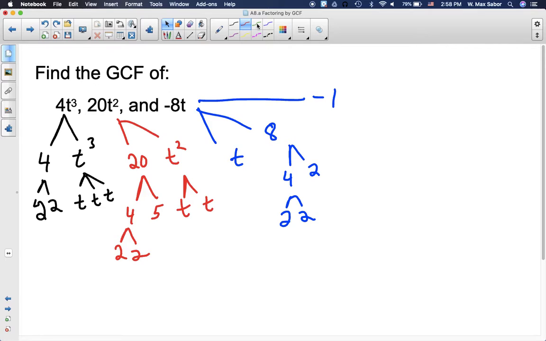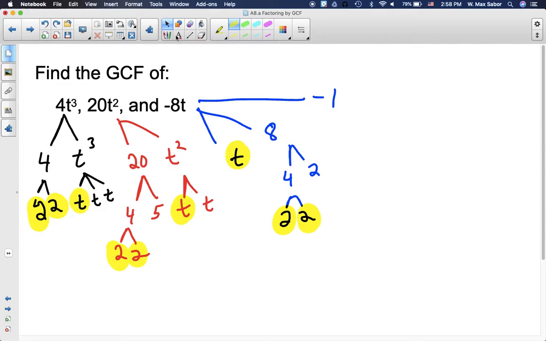All right, so what's in common between all of these? Well, they all have a 2. What else? Do they all have another 2? Yes, they do. So let me circle a second set of 2's. Do they all have a t? Yes, they all have a t. Do they all have another t? No. Do they all have a 5? No. Do they all have another 2? No.